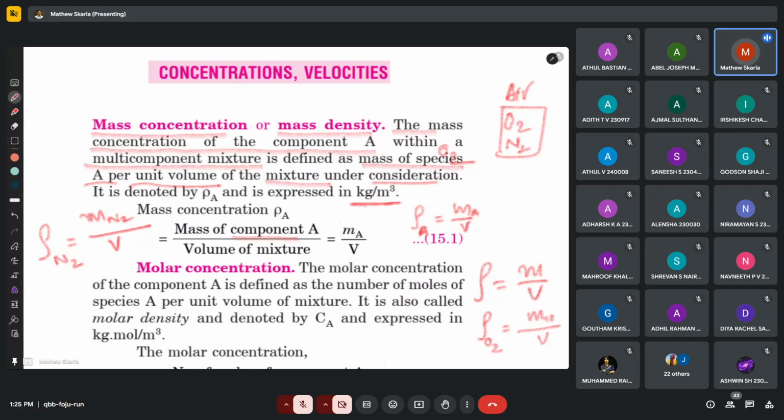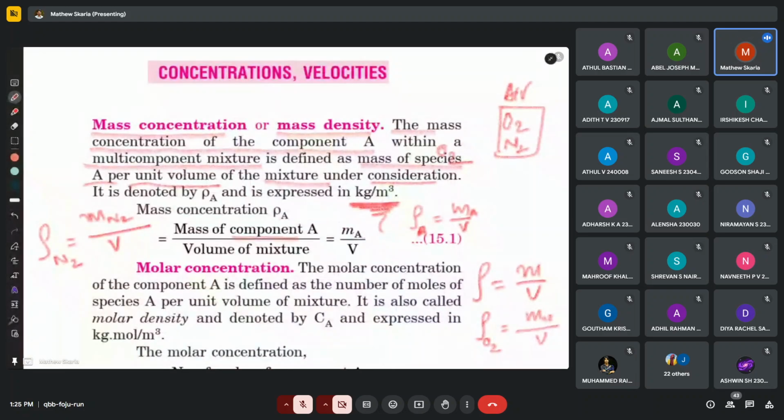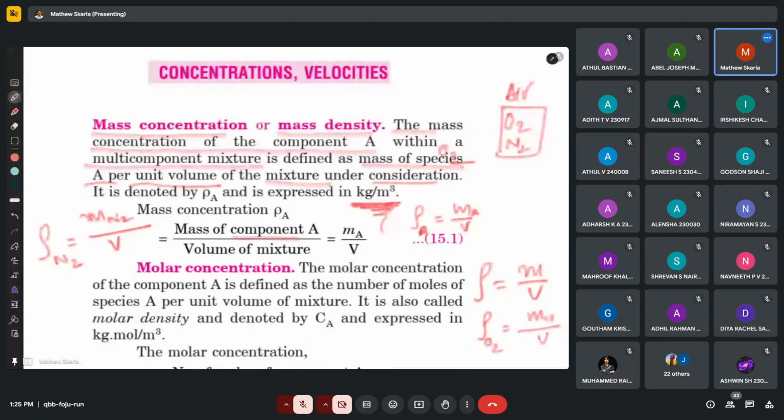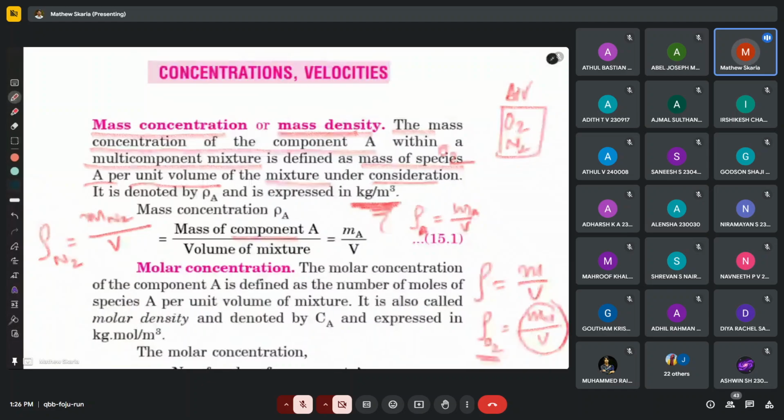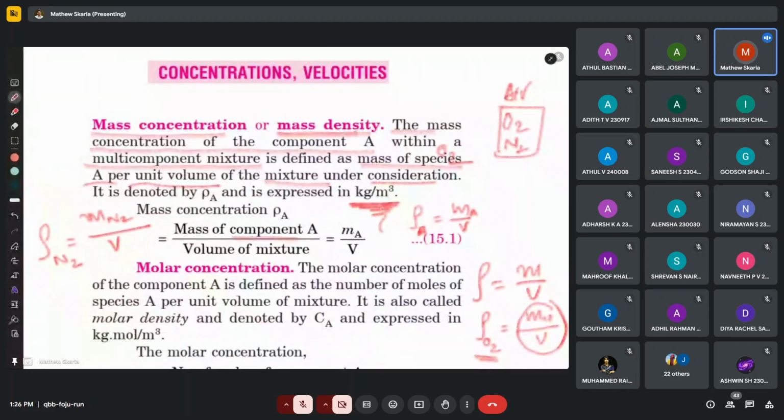Its unit is kilogram per meter cube, the same unit as density, kilogram per meter cube. So the mass density is the mass of the species in the given mixture. If it is oxygen, it is the mass of oxygen in the given mixture to the volume occupied. That is known as the mass density or mass concentration.